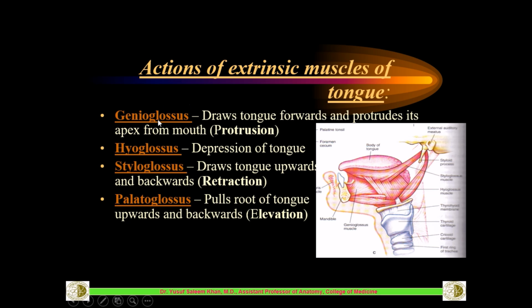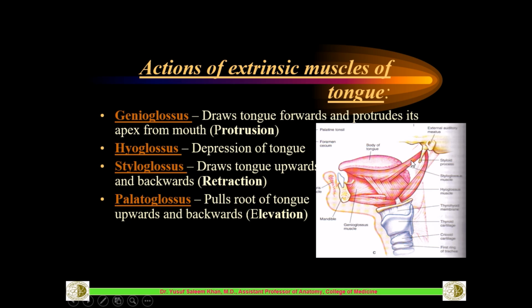So what is the function of the genioglossus? Because it is present from the genial tubercles here, it draws the tongue forwards. Whenever it contracts, it helps in the movement of the tongue forwards and in protrusion of the tongue outside from the apex of the oral cavity. So it helps in the protrusion of the tongue. This is the function of the genioglossus. Hyoglossus is present in the floor, so whenever it contracts, it helps in the depression of the tongue.